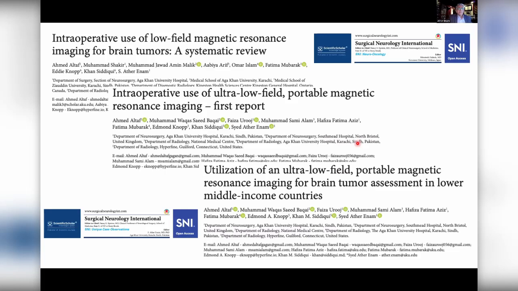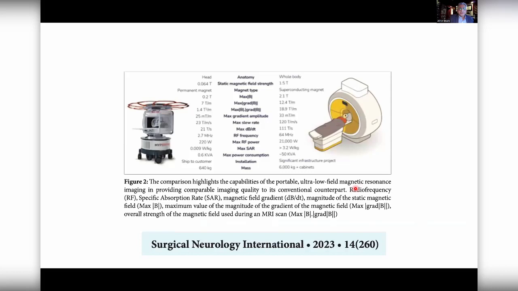We've published a few papers on that one, looking at intraoperative use of low field. After a systematic review, we reported the first report from this part of the world, outside North America, and then also using intraoperative MRI. I'm not going to go into details because this talk is not about comparing the ULF MRI with the regular MRI. It's more about the global neuro-oncology aspect.